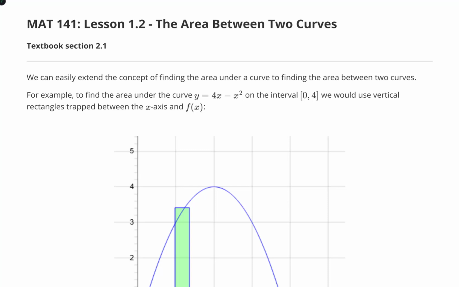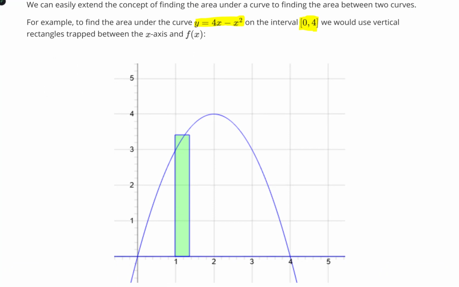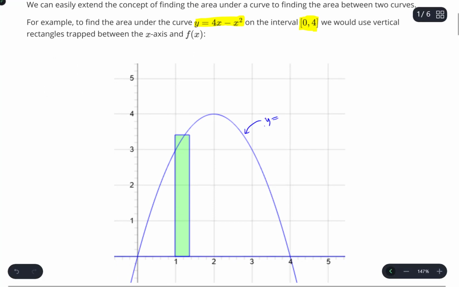So for example, to find the area under the curve y equals 4x minus x squared on an interval, we always have to have an interval, we would use vertical rectangles trapped between the x-axis and f of x. Okay, so for instance, here's the function y equals 4x minus x squared.